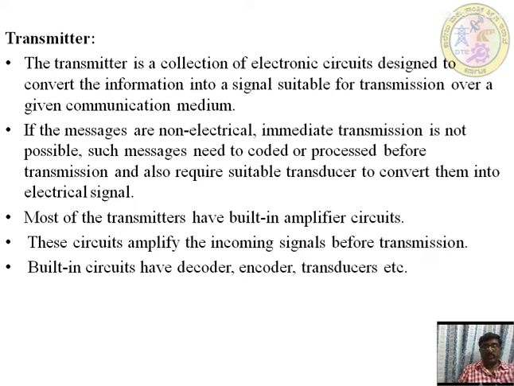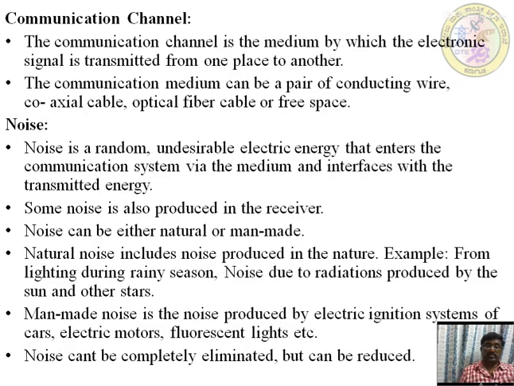Most transmitters have built-in amplifier circuits. Amplifier means it increases the signal strength. These circuits amplify the incoming signal before transmission, so before transmission the signal should be increased. Built-in circuits have decoders, encoders, transducers, etc.